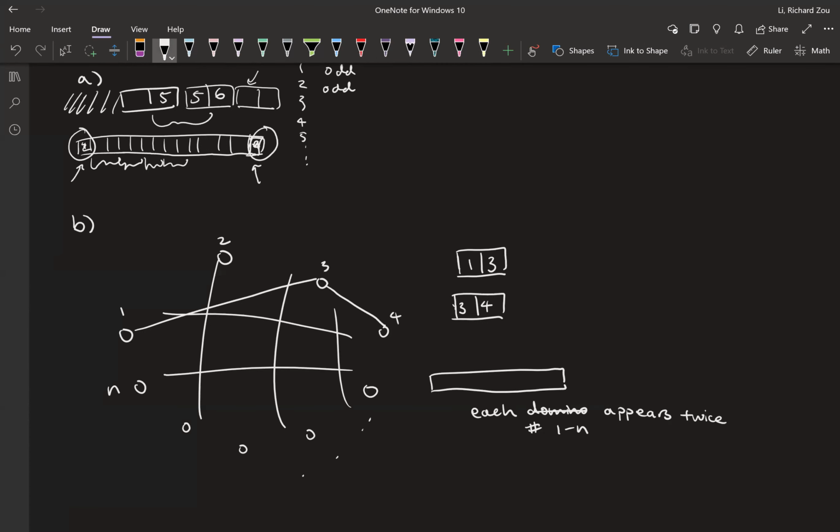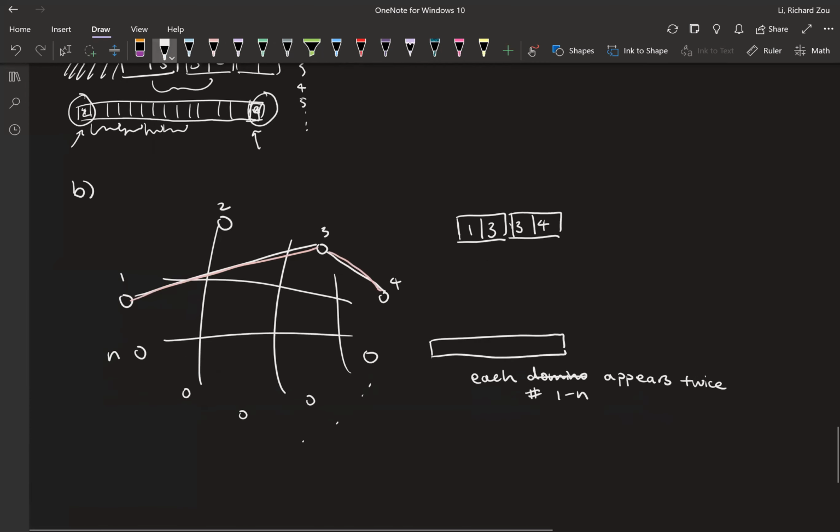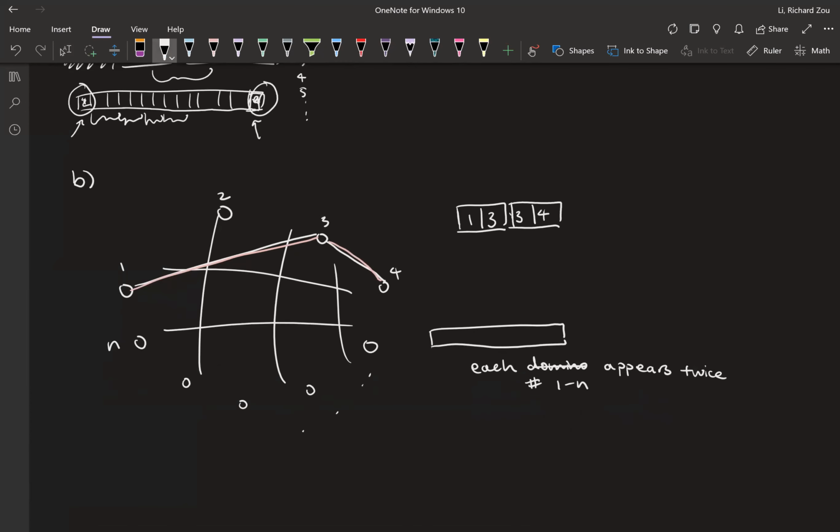So if we put these two dominoes next to each other like this, what we can say is that this is basically equivalent to a path from 1 to 3 and then 3 to 4 and so on. Okay, so if we want each number from 1 to n to appear twice, every single time we match a domino, the number already appears twice. So once we use a number, we can't use it again.